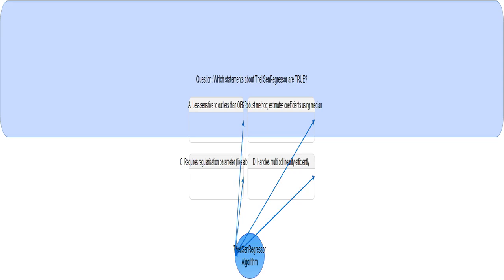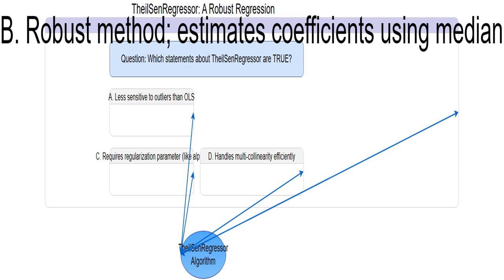This is the core question of the quiz. We will now check each statement's validity. This statement correctly highlights TheilSenRegressor's strength. I'm telling you it's a robust method because it uses the median, a central tendency measure less affected by outliers than the mean, to estimate the regression coefficients. That's what makes it handle noisy data so well.